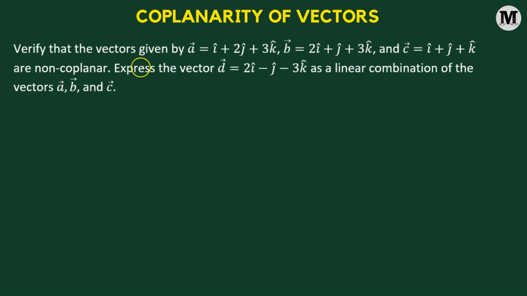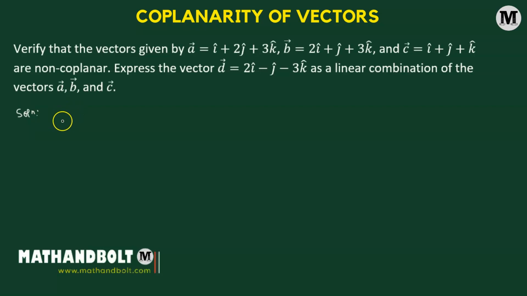So we need to verify that the vectors A, B and C are non-coplanar, meaning one of the vectors cannot be expressed as a linear combination of the other two vectors. And we also need to express another vector D as a linear combination of the vectors A, B and C. Okay, let us begin. Now we'll start with the first part.